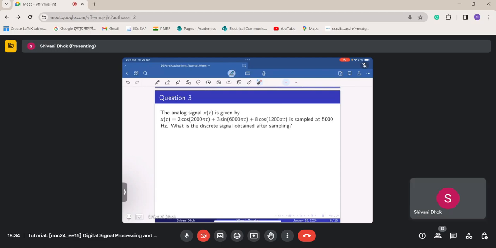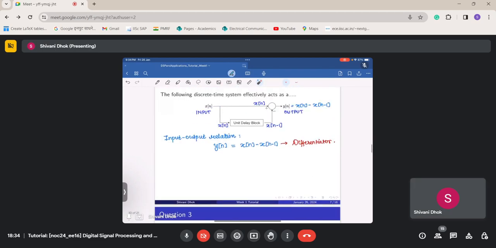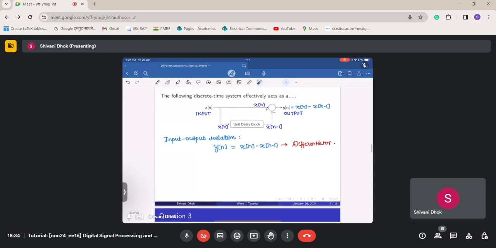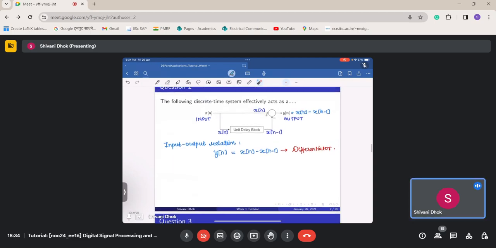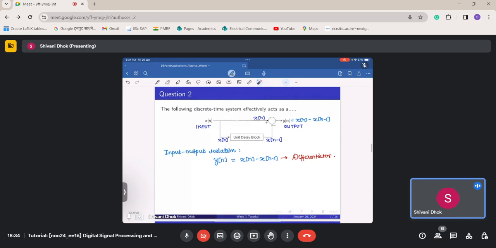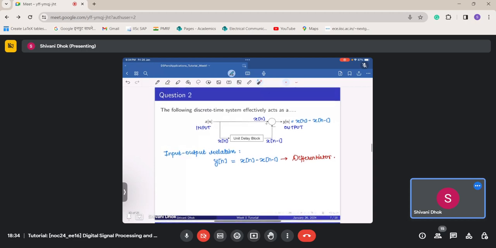Ma'am, how can this expression represent a filter? That we'll see in coming lectures. We will have filter design and everything, and the Z transform and other things will come into the picture. At that time, you will understand it better. So let's wait to answer that question for the coming weeks. Okay, thank you, ma'am.